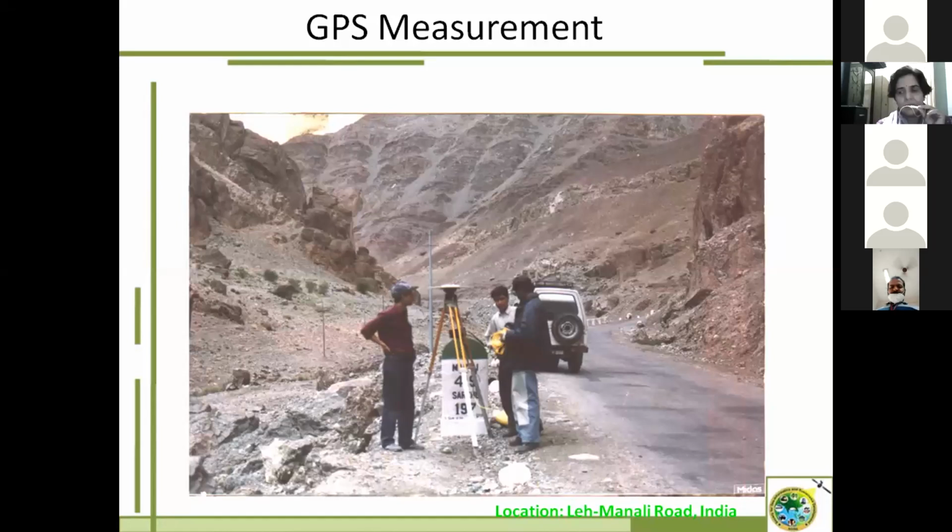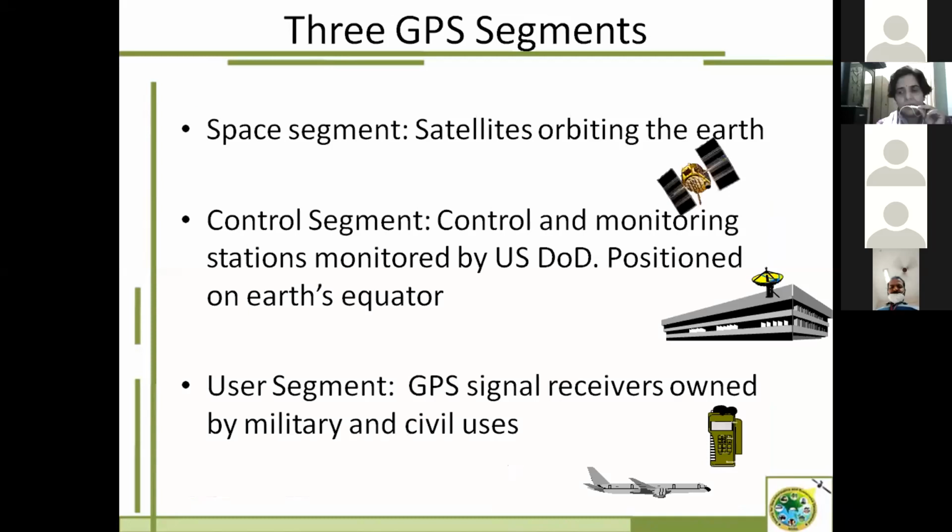So GPS basically has 3 segments. One is the space segment. Within the space segment, satellites are orbiting the Earth. Another is the control segment. So control and monitoring stations are monitored by the US Department of Defense. So this is basically about the Navstar.